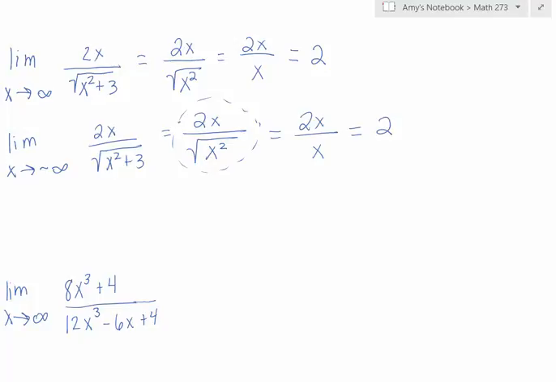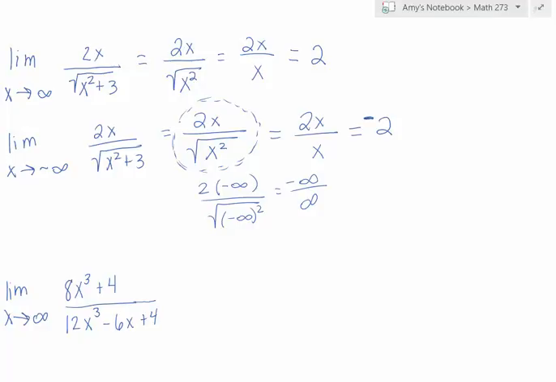However, back at this step right here, it's very important that we remember we are plugging in negative infinity. So if you look at 2 times negative infinity over the square root of negative infinity squared, that's going to be a negative infinity in the top and a positive infinity in the bottom. So like I said in the beginning, we've got to pay attention to those signs. So this is actually going to be negative 2.